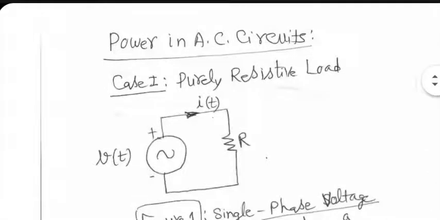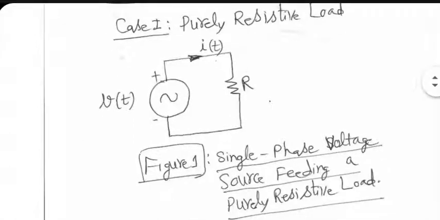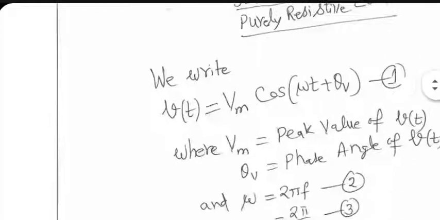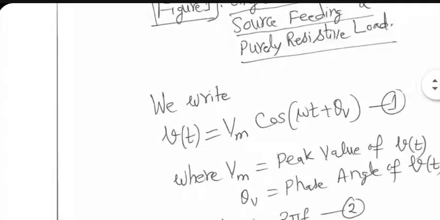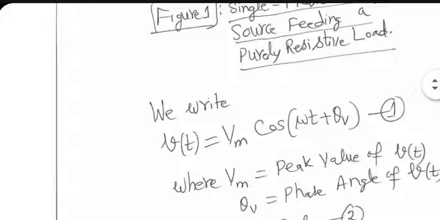What will happen? I am talking time domain right now. Ohm's law would apply, right? Small i will be small v divided by capital R. Simple. Suppose small v is Vm cos(omega t plus theta v).